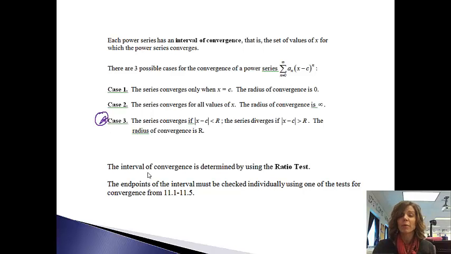We will find the interval of convergence using the ratio test. I really like this section because it reviews how to use the ratio test, and it actually reviews some of our other functions as well. And then the last thing, very important: the endpoints of the interval must be checked individually using one of the tests of convergence from 11.1 through 11.5. So again, we're going to get some practice with our convergence and divergence rules.